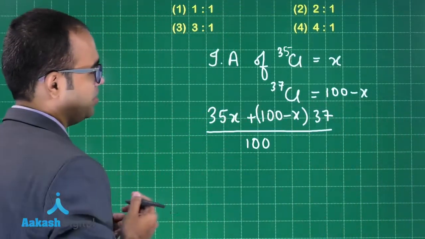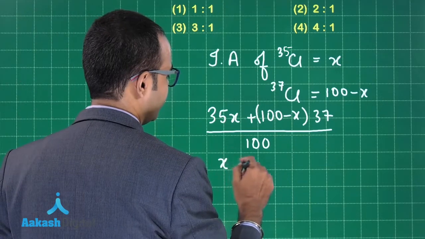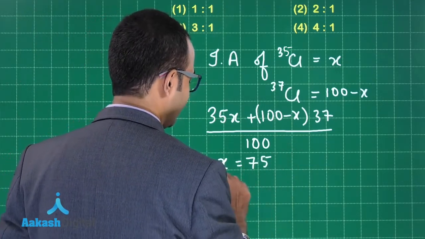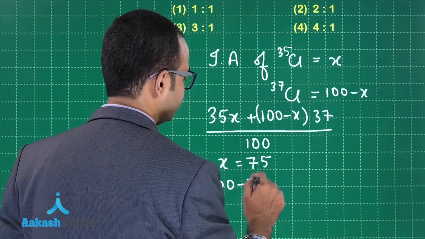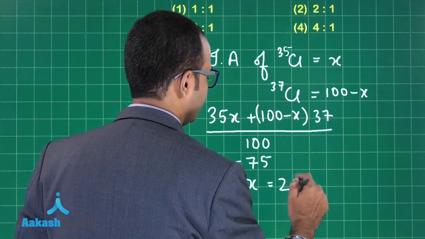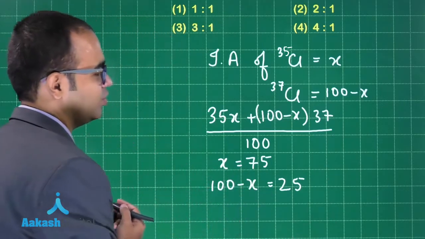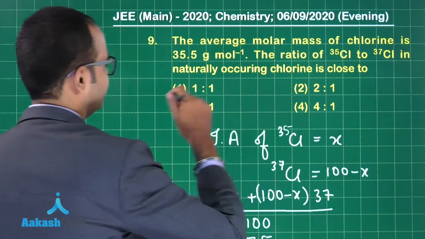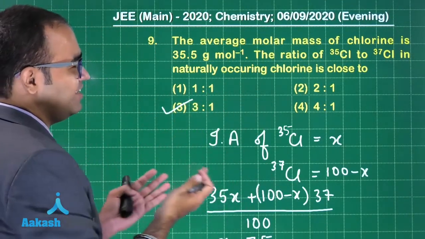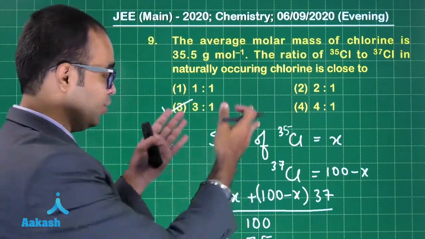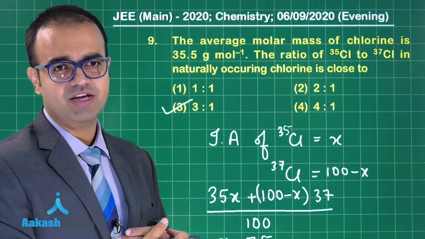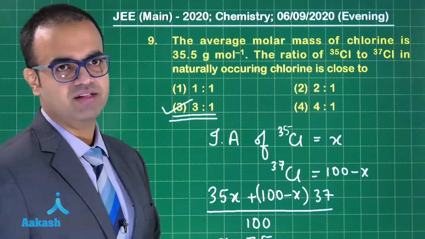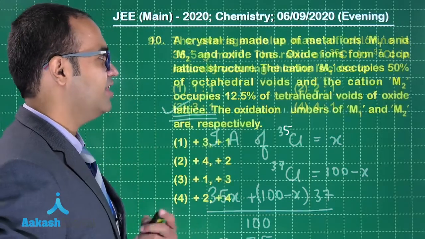So X will be how much? The value of X will be 75. Okay, and 100 minus X will be how much? It will be 25. So the answer is what? The answer is 3:1. It's a factual question, I would say. Even if you don't do all this, still you can solve this, guys, because we already know that it is 3:1. Let us move on to the 10th question.